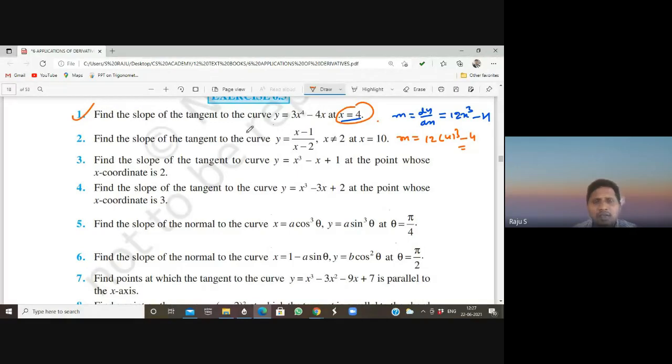Second question is what? Again, tangent. Again, y is given, just find dy by dx. Right side is the u by v rule. Find dy by dx, substitute x is equal to 10. That's all. You'll get the m value again.